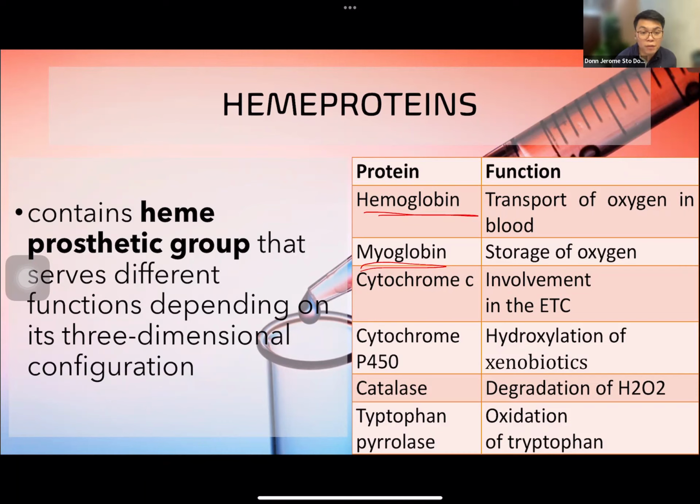Your cytochrome P450 is an enzyme produced in the liver for the hydroxylation of xenobiotics. These xenobiotics are compounds, drugs, whether obtained exogenously or endogenously, like your steroids. When we hydroxylate them using cytochrome P450, we convert them into a more polar structure, so we can easily excrete them. Next is your catalase. Catalase is also a heme protein that is responsible for degradation of hydrogen peroxide to water and oxygen, and your tryptophan pyrrolase for the oxidation of tryptophan.